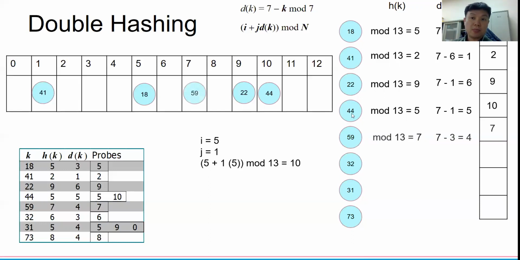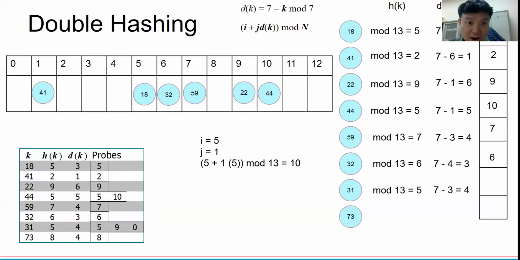Okay. What about if we have 59? 59 mod 13 is 7. 7 is empty, so just put 59 in the index 7. What about 32? 32 mod 13 is 6, and yeah, we just put 32 at the index 6.